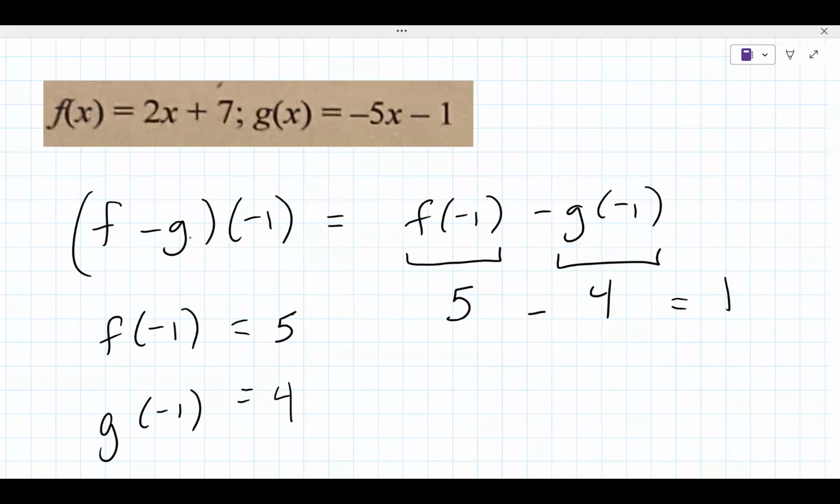So my question is, how do I know when I'm going to be adding or subtracting them? It'll tell you right here. Oh, right, right. Okay. So let's try another one here.